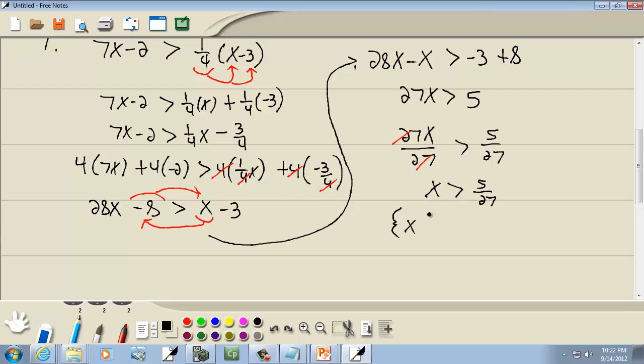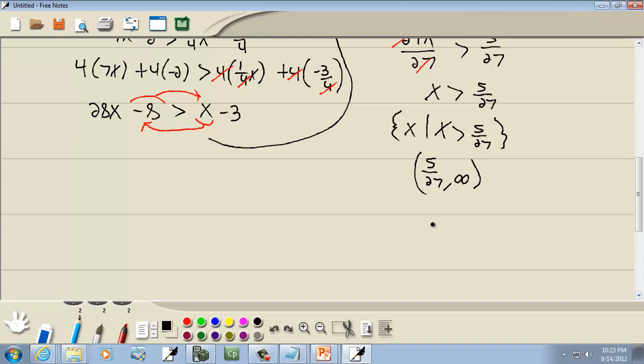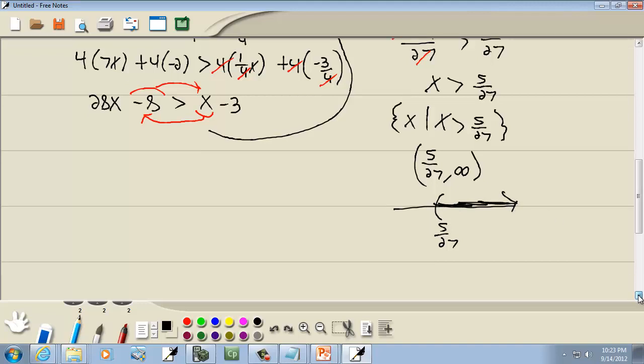Okay, so a set builder. I'll put curly brackets, x vertical bar, x is greater than 5/27. Now our interval notation, it's greater than, so it's going to positive infinity. Infinities always have parentheses on them. X is greater than, it doesn't include that, so we put parentheses there. And graph-wise, parentheses on to 5/27. We're going to positive infinity, so we shade to positive infinity. And that'd be our answer.